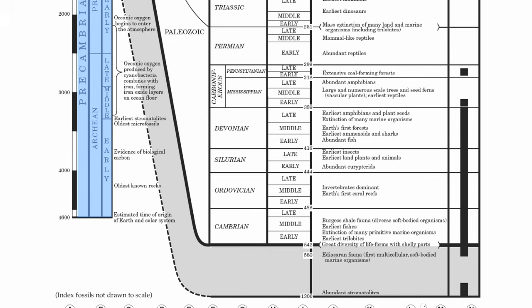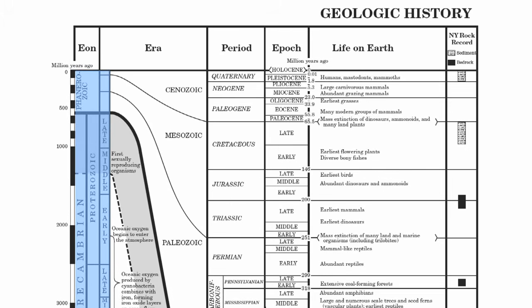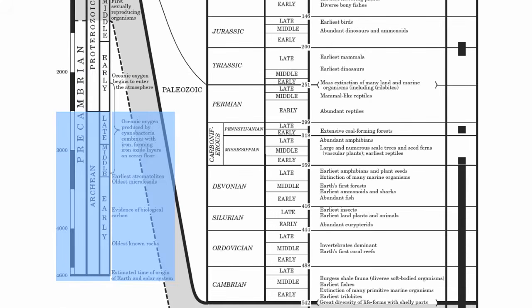So Precambrian is such a big unit of time, it's actually broken up into two sub-eons called the Archean and the Proterozoic. Above the Precambrian, we have what's called the Phanerozoic, and that's the eon that we currently live in. To get an idea about what was going on during the Precambrian, the earliest part of the Precambrian is called the Archean. You'll notice it extends all the way to the beginning of our planet, 4.6 billion years ago, the estimated time and origin of the Earth, oldest known rocks, evidence of biological carbon, all the way up to about the middle Precambrian, in which oceanic oxygen produced by cyanobacteria was starting to form.